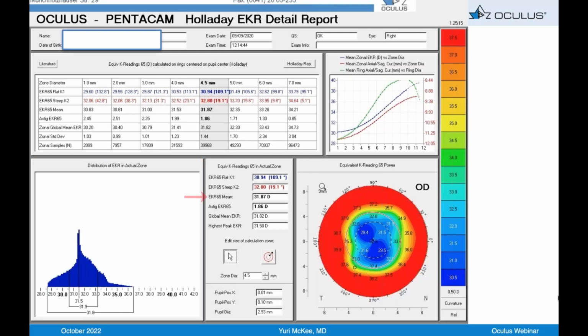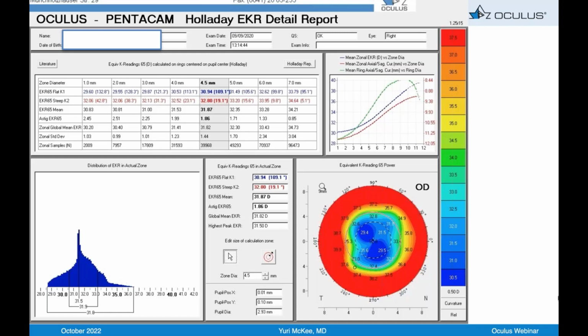Remember that when you look at the EKR-65 mean, it's at a certain zone defined, and usually it's 4.5 millimeters, presumed to be the average pupil size. But for different pupil sizes, you can get a different number. But you can use that as your mean keratometric value with the Holladay number. It's just one different way, and Jack Holladay can explain it better than I can about how he uses that in post-refractive eyes, or in unusual eyes where it's hard to get a good keratometric reading, like in keratoconus, which I'll talk about later.